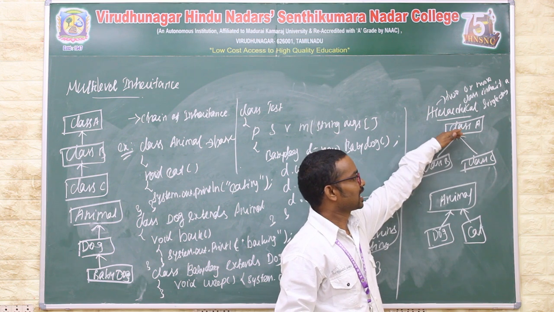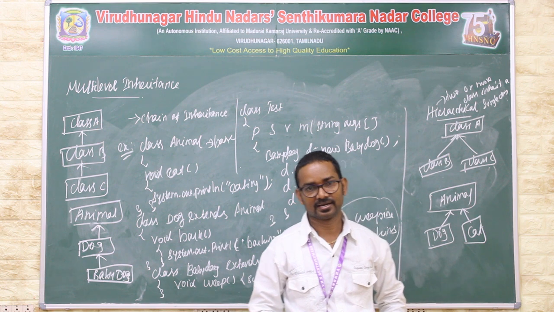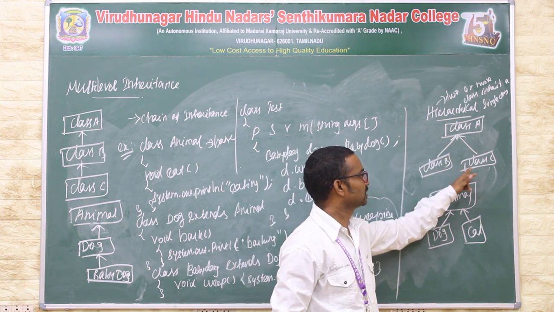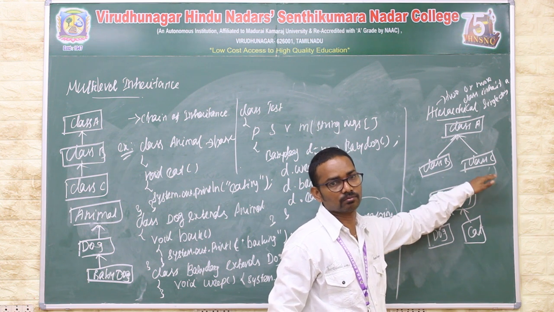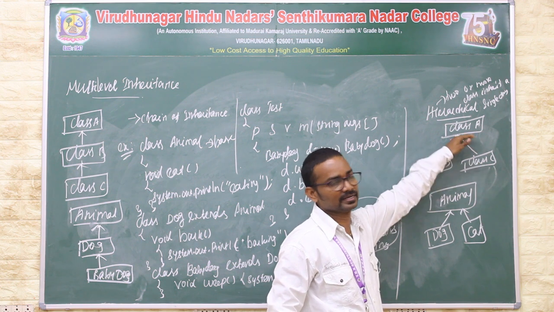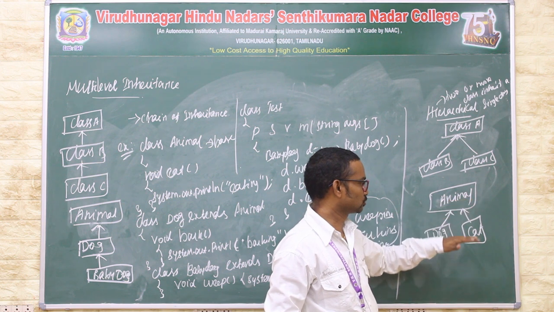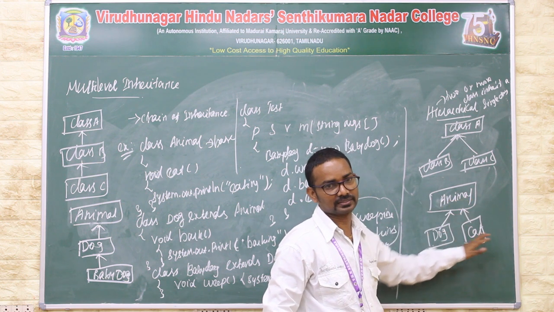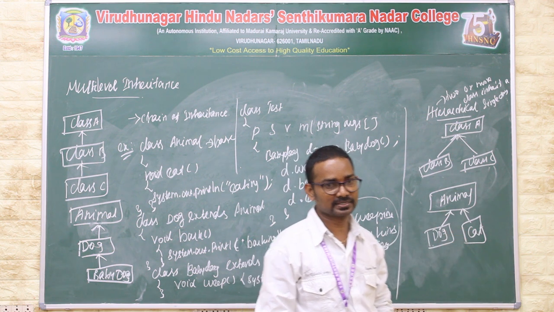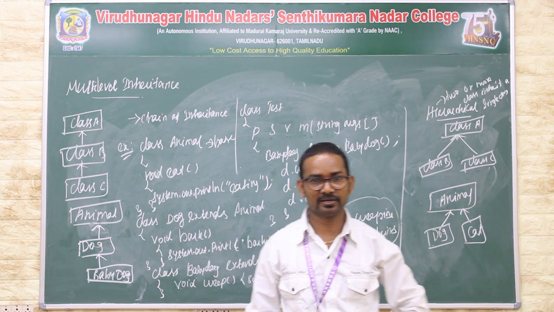For example, class B and class C inherit the properties of class A. When two or more classes inherit the properties of class A, that is hierarchical inheritance. For example, the Animal class is the base class, also called a superclass. The Dog class and Cat class inherit the properties of the Animal class. Okay, this is hierarchical inheritance.